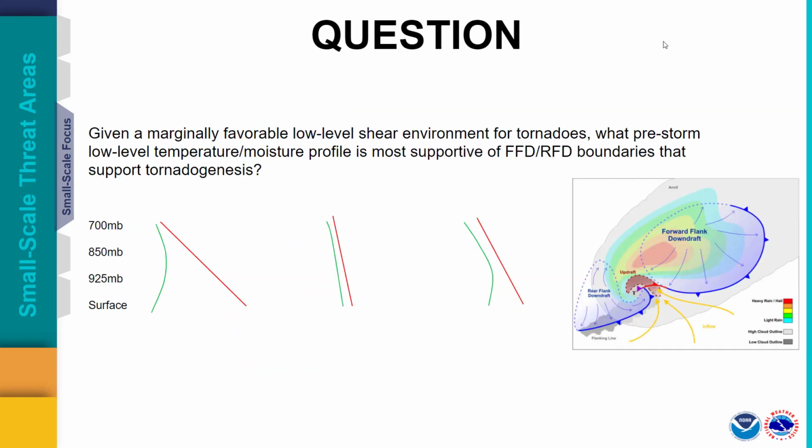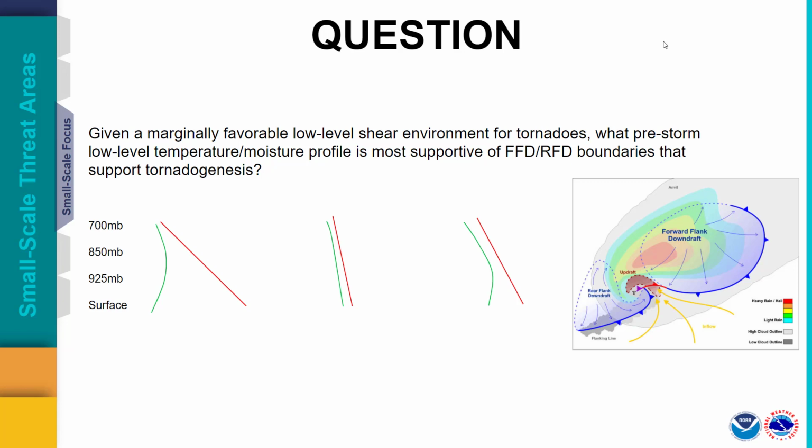Given a marginally favorable low-level shear environment for tornadoes, what pre-storm low-level temperature and moisture profile do you think is most supportive of forward flank downdraft and rear flank downdraft boundaries that support tornado genesis? This is a more challenging question.